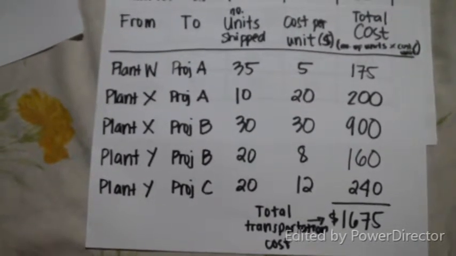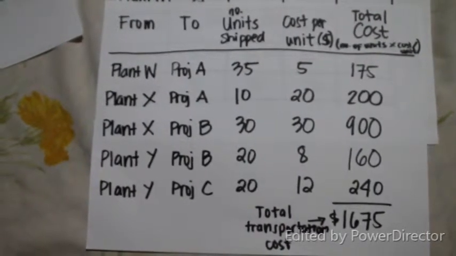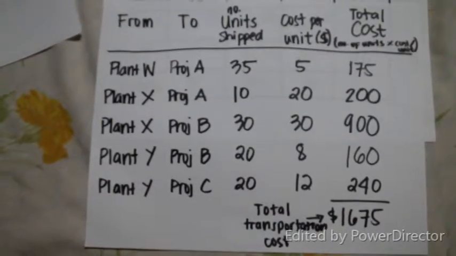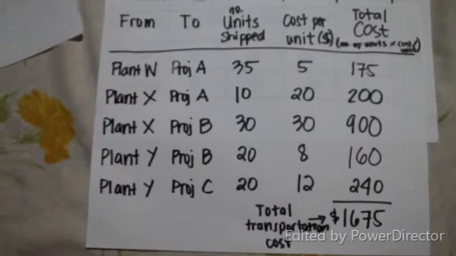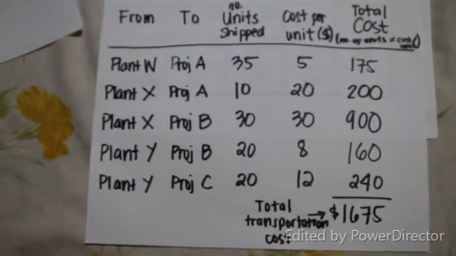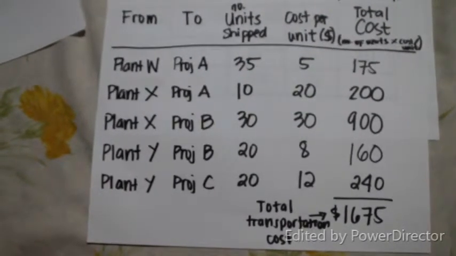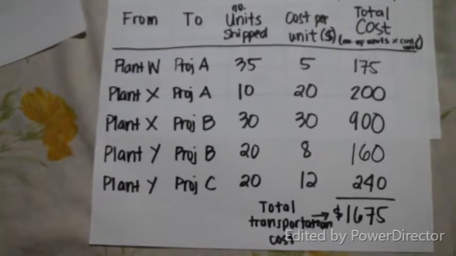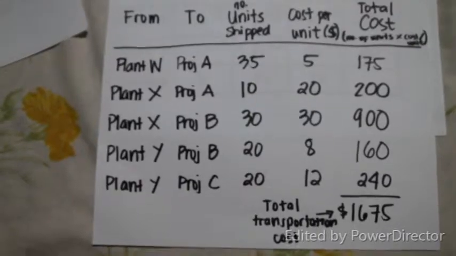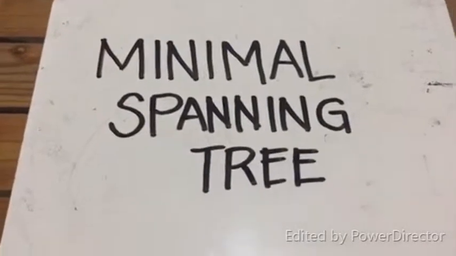From plant Y to project B, number of units shipped is 20 and the cost per unit is 8, so the total cost is $160. From plant Y to project C, number of units shipped is 20 and the cost per unit is 12, so the total cost is $240. Summing up everything, the total transportation cost is $1,675.